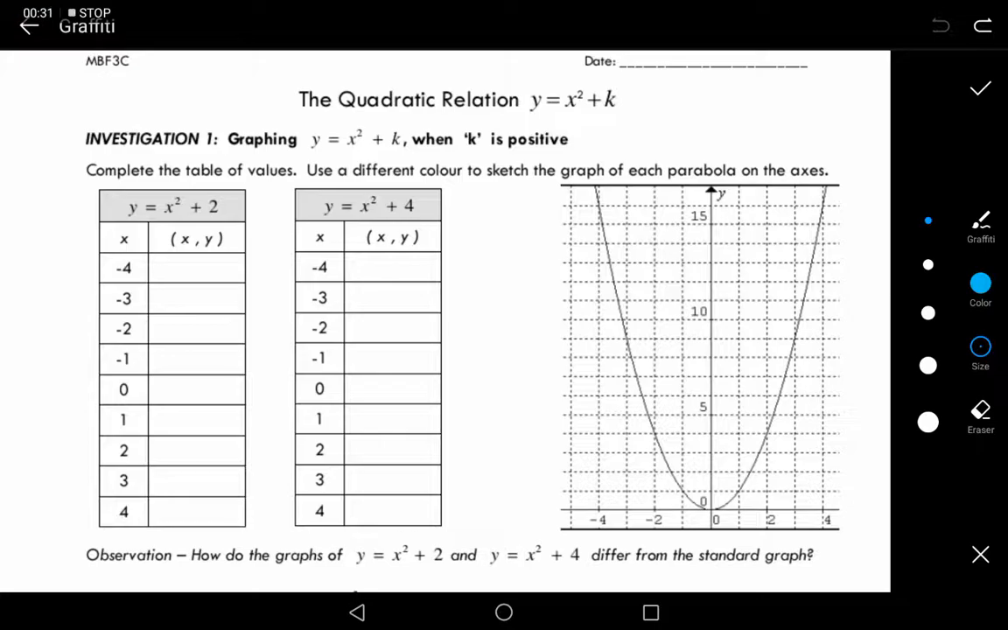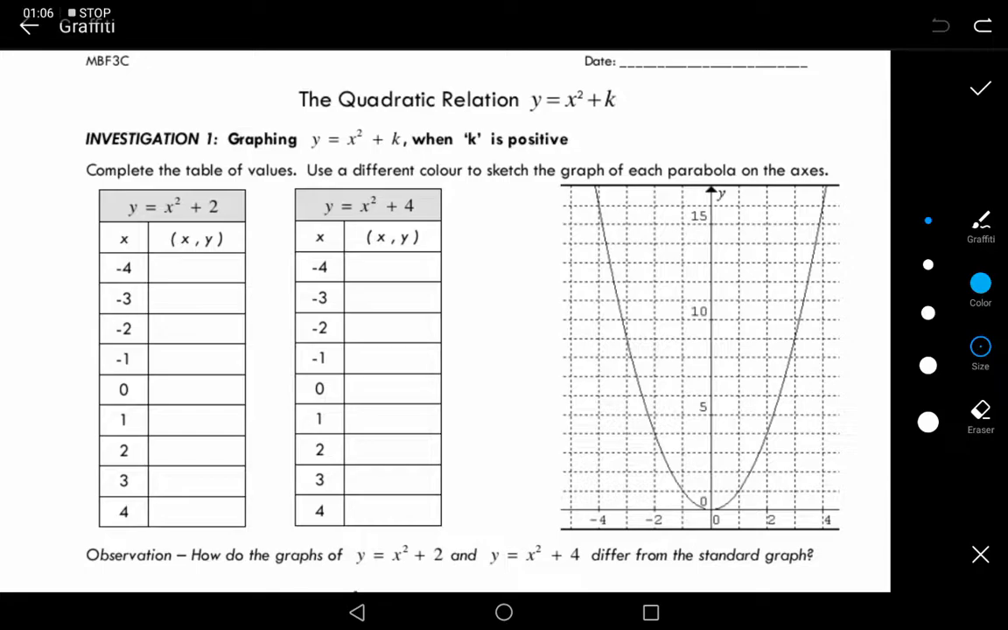And again, k is just a variable. It's basically a placeholder for a number. In this first investigation, we're going to look at graphing y equals x squared plus k when k is negative. Just like the last couple of notes, we're going to complete these tables and then sketch the graph on the set of axes. Remember, to figure out your y coordinate, it's just a matter of substitution. We're replacing x with whatever value of x it tells us in that left-hand column.